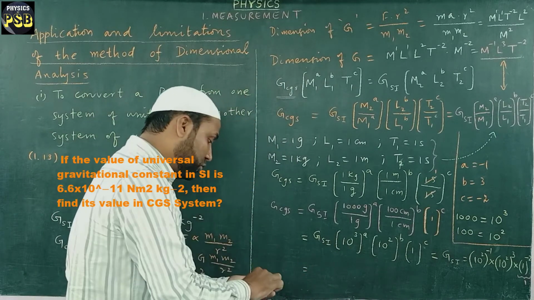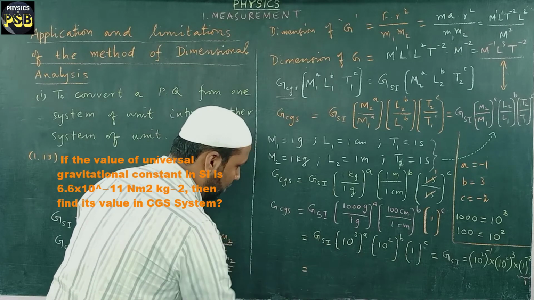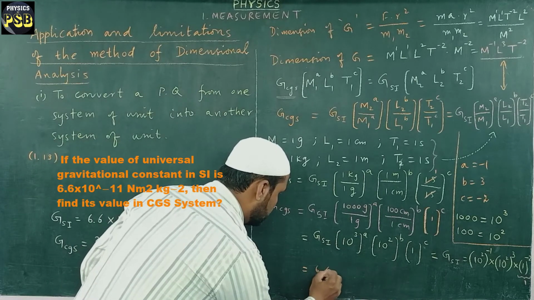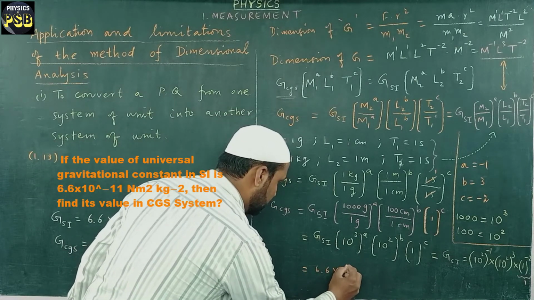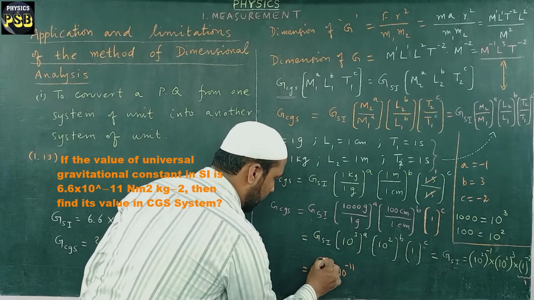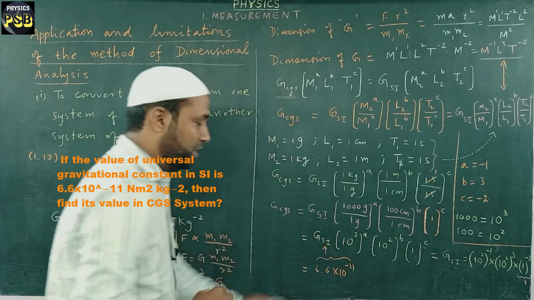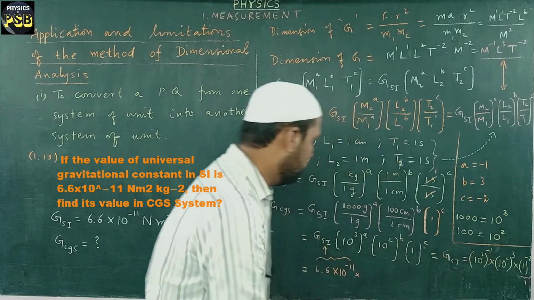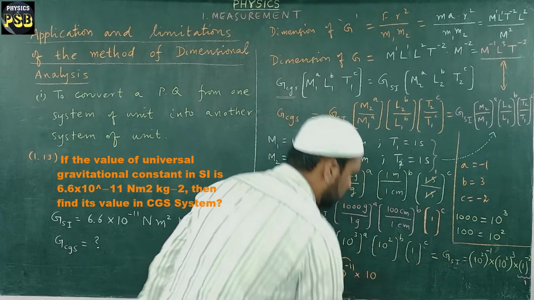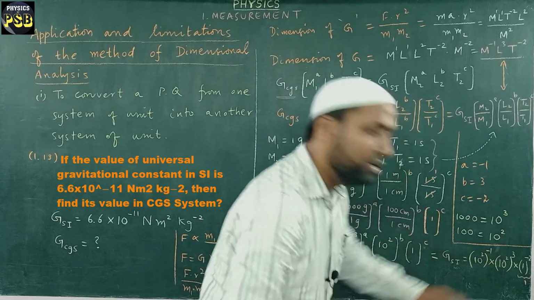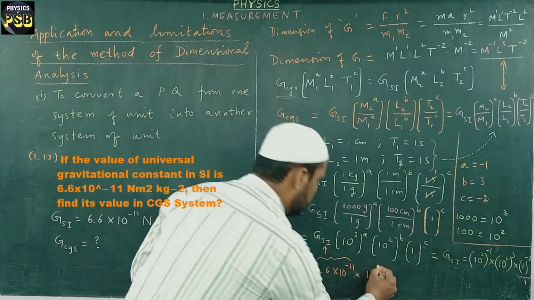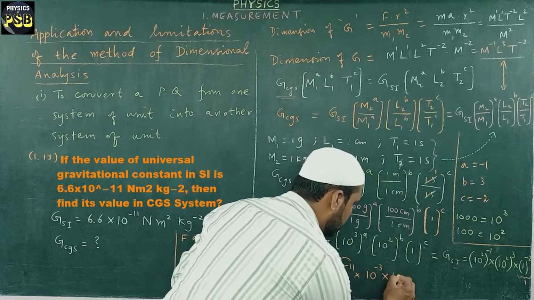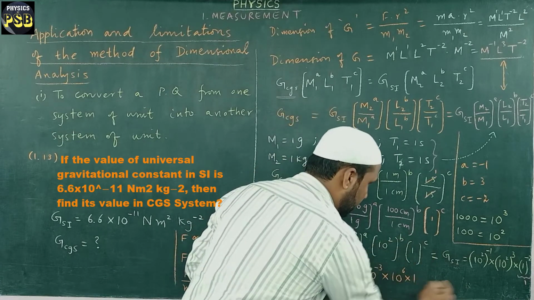Anyhow, now I substitute the value of G in SI system. That's nothing but 6.6 into 10 power minus 11. This is the value of G in SI system. It's multiplied with what? 10 power 3 power minus 1. So what do you get? Here 3 is multiplied with minus 1. We get minus 3, 10 power minus 3, into 2 is multiplied with 3, 10 power 6, and 1. There is 1 as such.